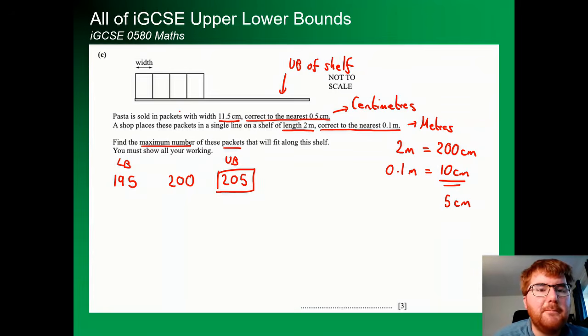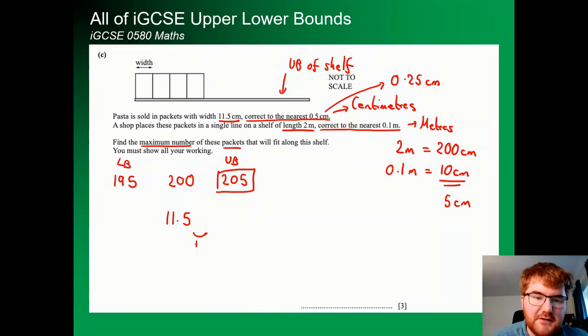Now we're actually going to take the packets of the pasta themselves. So this 11.5, we're going to pop this in the middle. And then we need to find the upper and lower bound for that as well. So if it's correct to the nearest 0.5 centimeters, we are considering half of that, which is 0.25 centimeters. So if I add 0.25 in this direction, I get 11.75. And if I take away 0.25, this gives me the lower bound of 11.25.